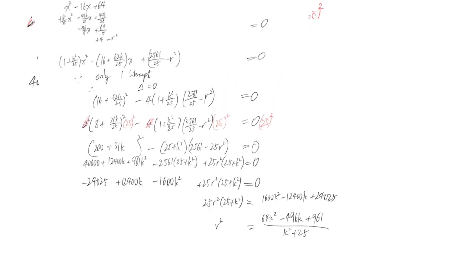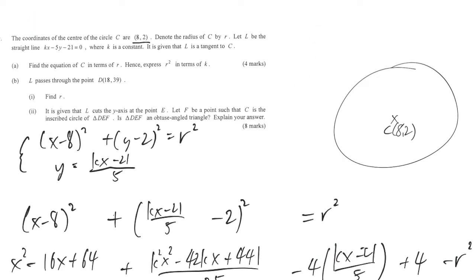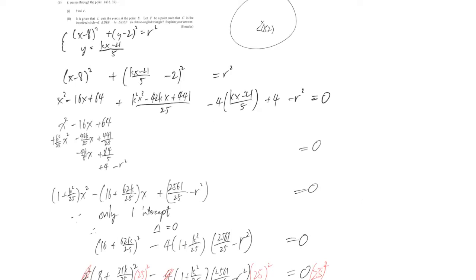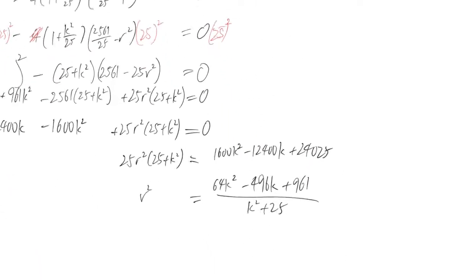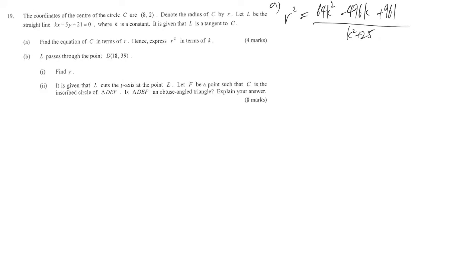After that, go back to our question. They ask us to express r squared in terms of k. We successfully express r squared in terms of k only. So this is our target in part A, and then we already finished it. Now we are going to continue in part B.